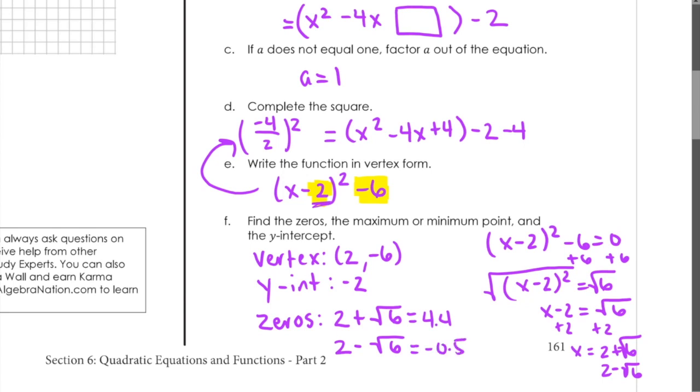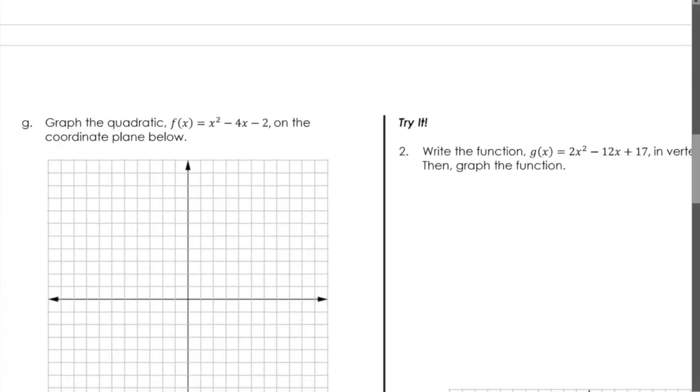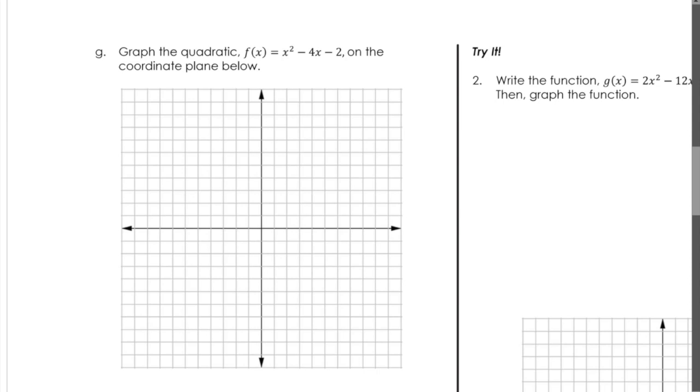Okay? So all of these points right here are important because that's what I'm going to do on the next page. I'm going to graph these points. So it says graph the quadratic f of x equals x squared minus 4x minus 2 on the coordinate plane.